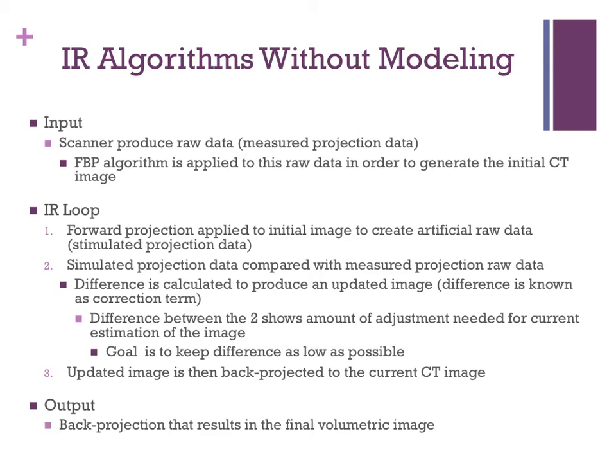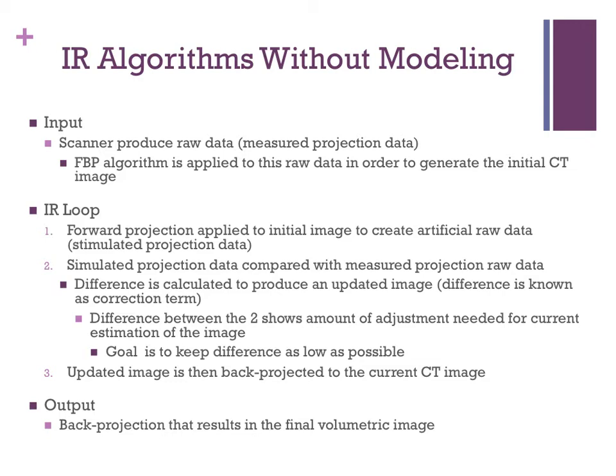With the iterative reconstruction loop, the forward projection is applied to the initial CT image to create the artificial raw data. This is also called simulated projection data. Then, the simulated projection data is compared with the measured projection raw data. The difference is then calculated to produce the updated image, and this difference is known as the correction term.